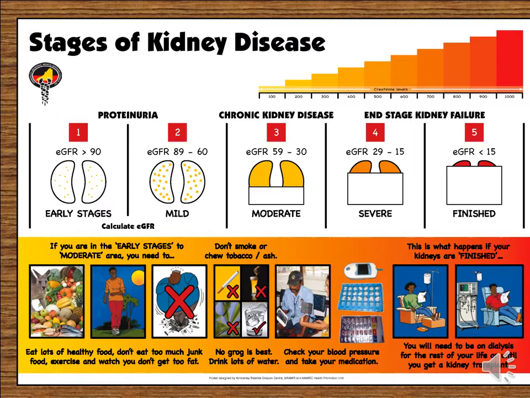Stages of kidney disease. Stage 1 is the early stage, the beginning of renal failure. Stage 2 is mild, with a glomerular filtration rate between 89 to 60. Stage 3, moderate, with a glomerular filtration rate between 59 to 30. Severe is stage 4, with a glomerular filtration rate between 29 to 15. And stage 5, the glomerular filtration rate is less than 15, is the end stage.